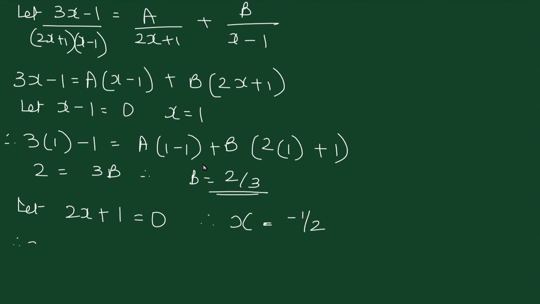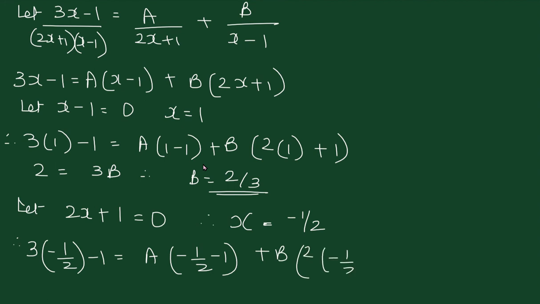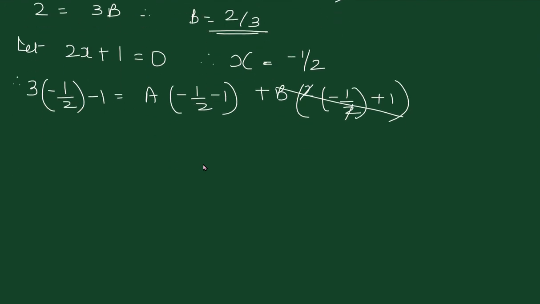Therefore, we get the term as 3 into minus 1 upon 2 minus 1 is equal to a into minus 1 upon 2 minus 1 plus b into 2 into minus 1 upon 2 plus 1. Okay, over here what happens is that 2 gets cancelled. So, the b term just goes away. It becomes 0. So, going further, we solve it this way, that is, okay, by equalizing the denominator.